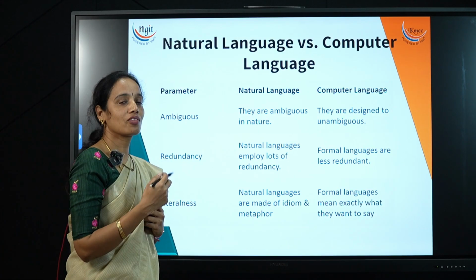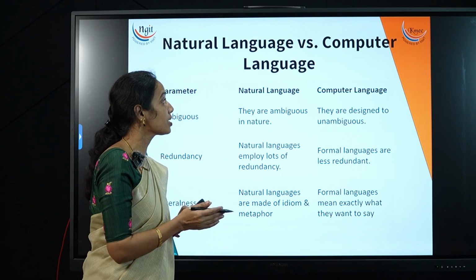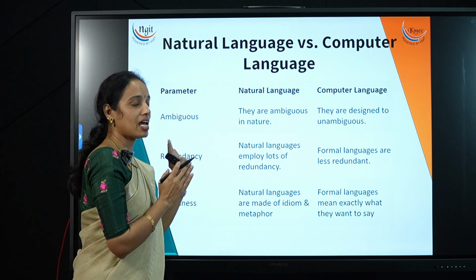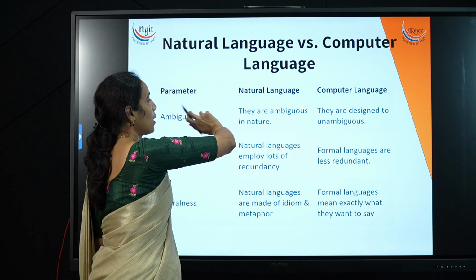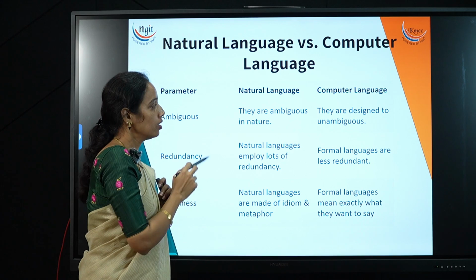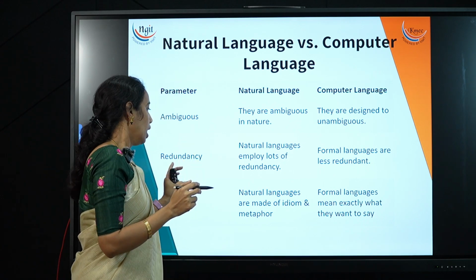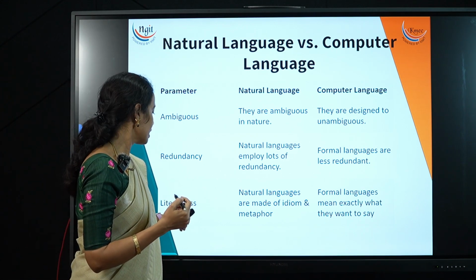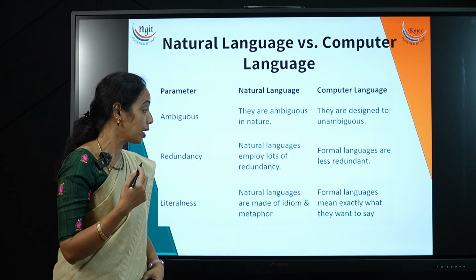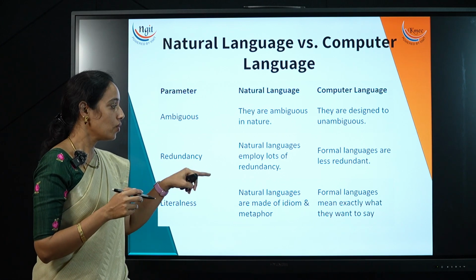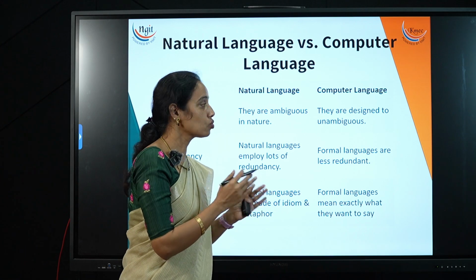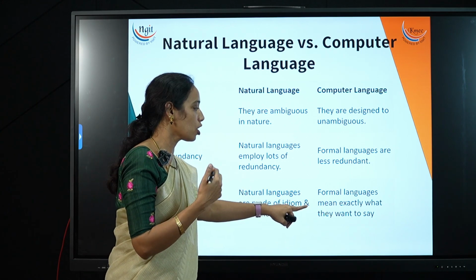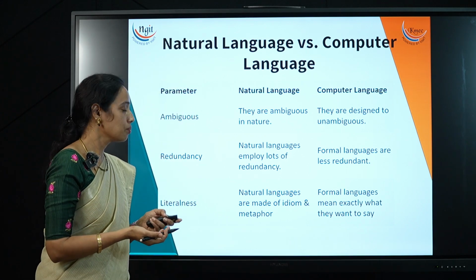Now let us compare natural language versus computer language. NLP is nothing but a computer language. So what are the differences between natural language and computer language? These are some of the parameters to distinguish them. When it comes to ambiguity, natural languages are ambiguous in nature, but computer languages are designed to be unambiguous. On redundancy, natural language employs a lot of redundancy, whereas formal languages are less redundant. Next, literalness: natural languages are made up of idioms and metaphors, whereas with formal languages, they mean exactly what they want to say.